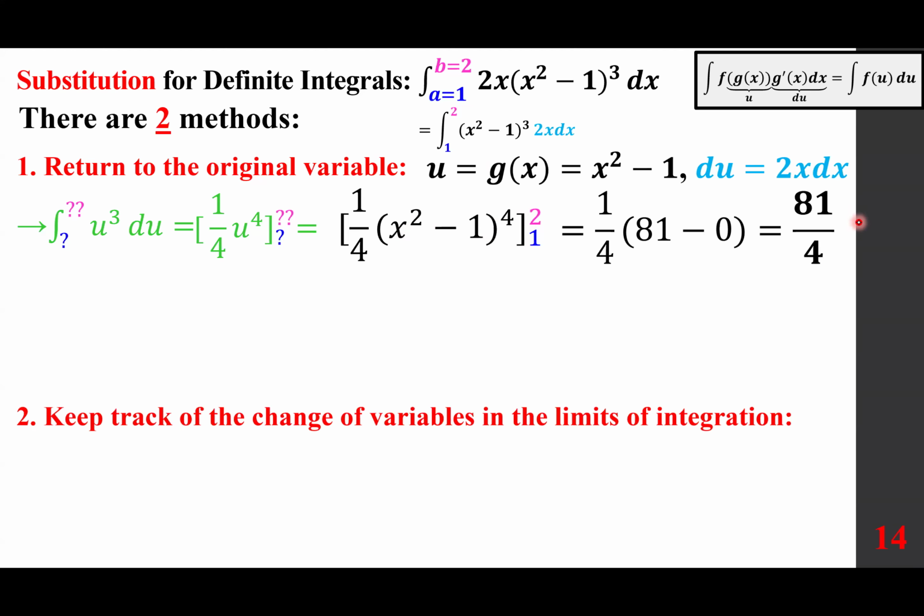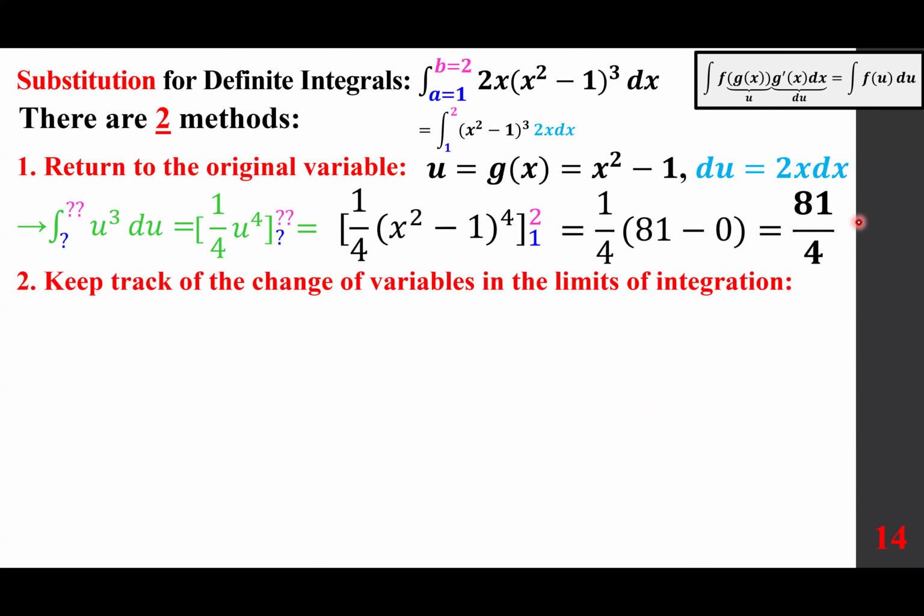The second method is to keep track of the change of variable. What do we mean by that? Well, plug in the lower limit, find the new lower limit, plug in the upper limit into the u, and find the new one. So x, or a, the lower limit is 1.